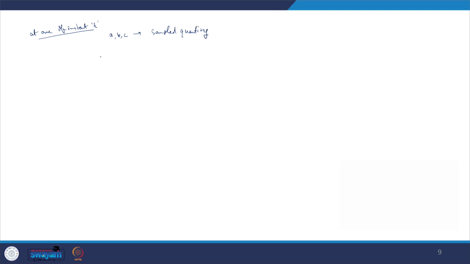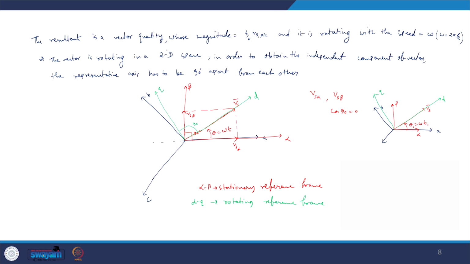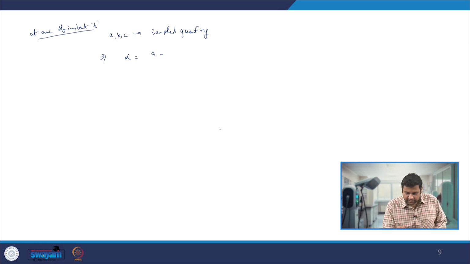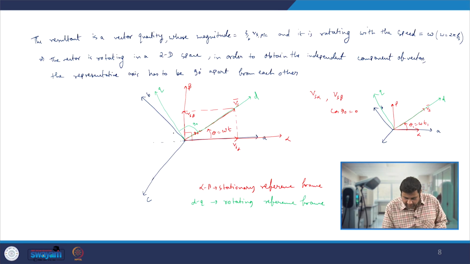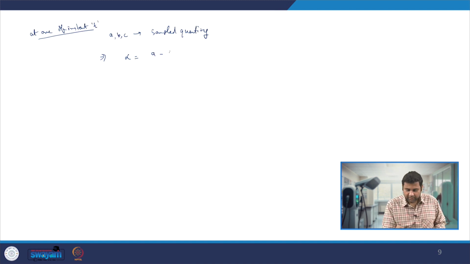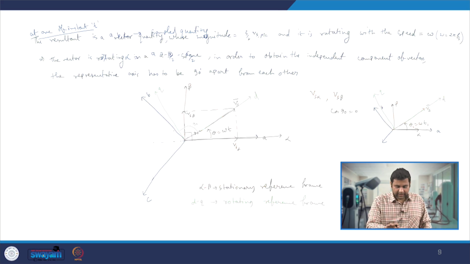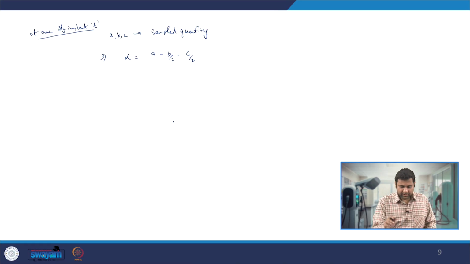We can define this quantity with respect to alpha beta as follows. The alpha component of that quantity is A, because A is along this axis, and from B, since B is 60 degrees apart, when we take the component of B along the A axis, it will be minus B by 2, whatever the quantity you are applying. From the C phase, similarly 60 degrees apart in the negative direction, we will get minus C by 2.